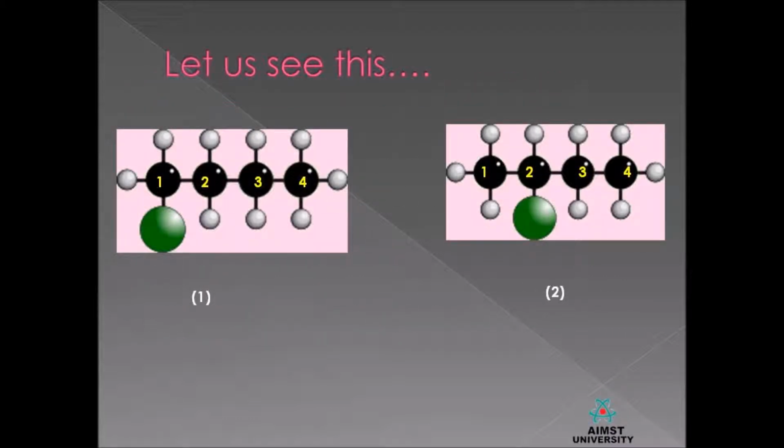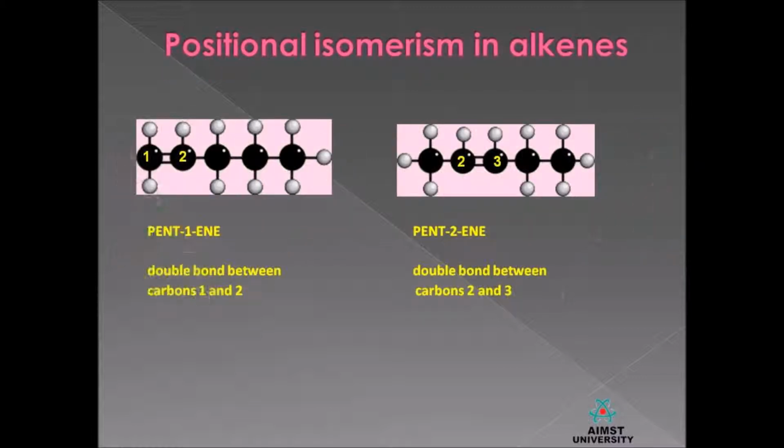Have a look at this example. Here you are given two examples. The example on the left hand side has a functional group attached to the first position. The example on the right hand side has a functional group attached to the second position. Though their positions are different, both come under the example of positional isomerism.